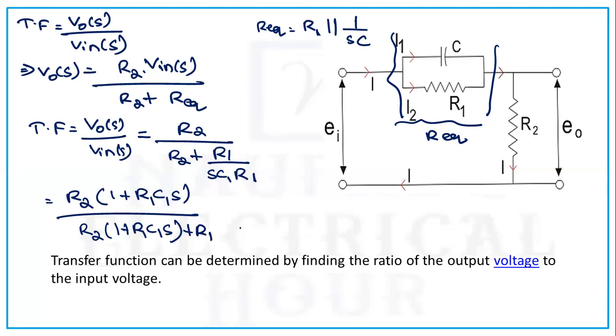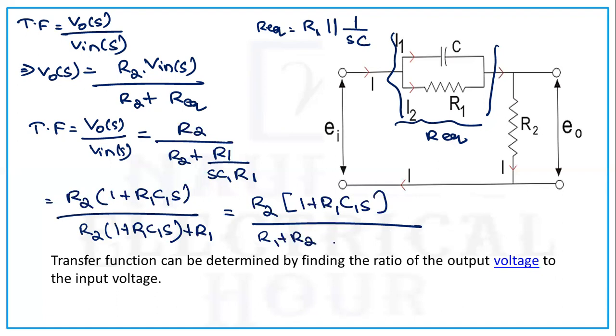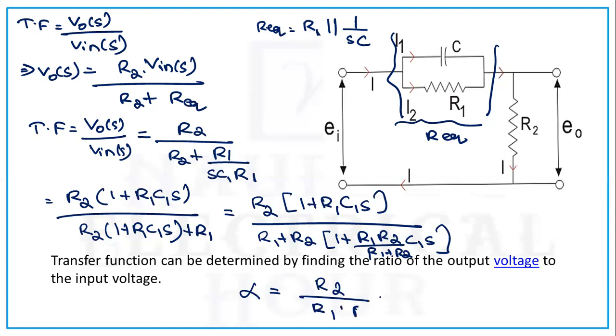And then rearranging it, we will get transfer function is equal to R2 into 1 plus R1 C1 S divided by R1 plus R2. You multiply it, then you will get R1 plus R2 into 1 plus R1 R2 by R1 plus R2 into C1 of S. And you can write alpha is equal to R2 by R1 plus R2, which is the attenuation factor. And alpha should always be less than 1. Why? Because R2 by R2 is already 1. So R2 by R1 plus R2, something plus R2, will be less than 1.